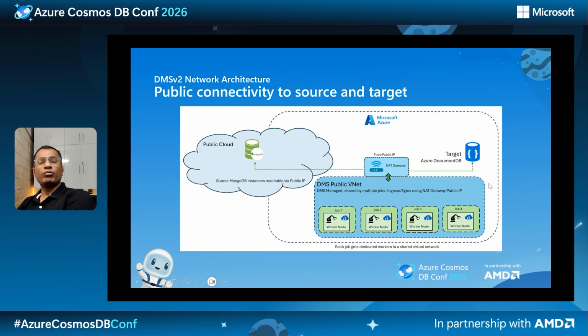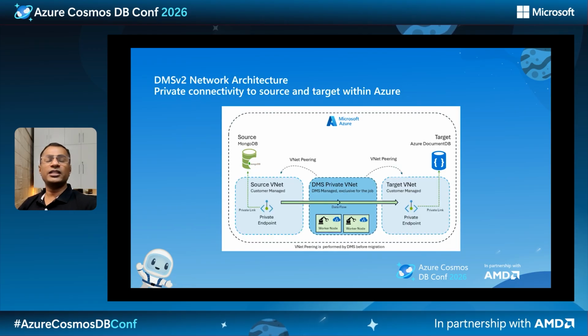Let's move on to the more secure way of migration. In this case, your source and your destination are within Azure, but can only be accessed through a private endpoint. So you would already have a private endpoint to a VNet from your source. You will also have to set up a private endpoint from your DocumentDB to a VNet. Again, these two VNets can be the same or different. So we are taking the complex scenario where the source and the target are different VNets, but they can be on the same VNet too.